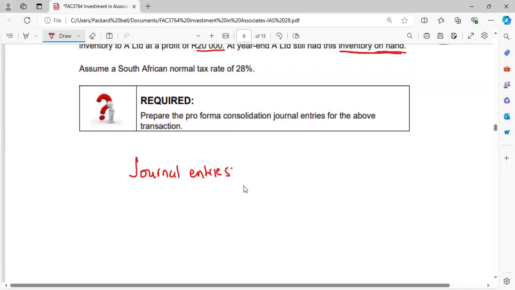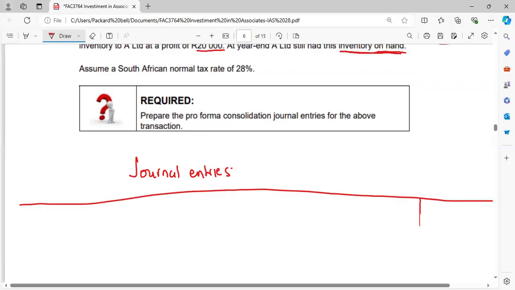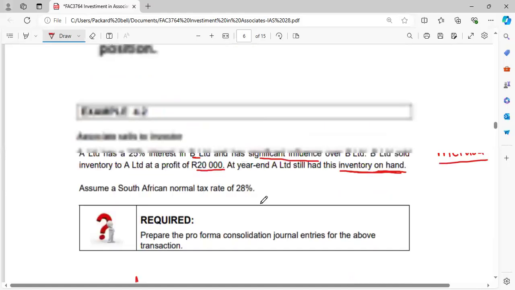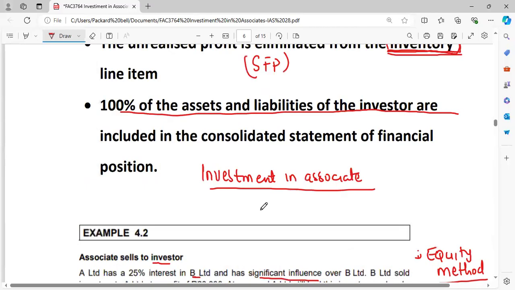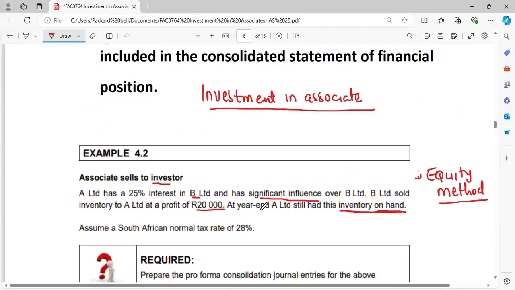The most important thing in journal entry is to determine the double entry. That's the only thing. Once you know how to determine your double entry, nothing else is going to stop you from doing the right thing. So what is important in journal entry is your double entry. Here we want to eliminate the profit that was made by the associate.